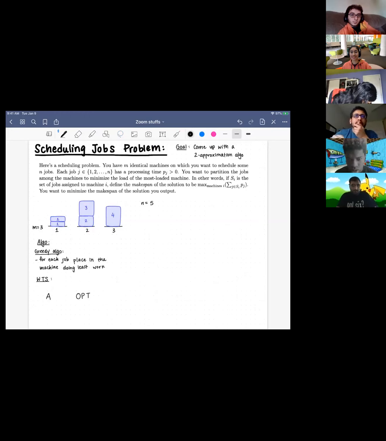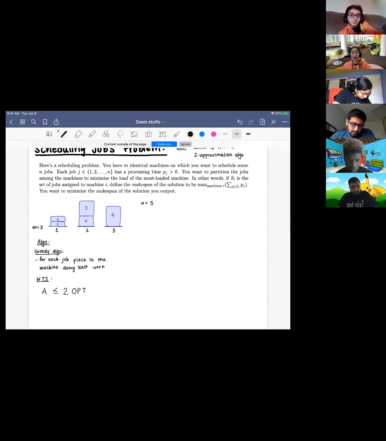Not a rhetorical question. Like A is less than or equal to 2 times opt. So I heard 2 people say, yeah, it's A is less than or equal to 2 times the optimum. That would make it a 2-approximation algorithm. And from what we saw before, it would be really helpful if we end up finding some kind of lower bound for our optimum.